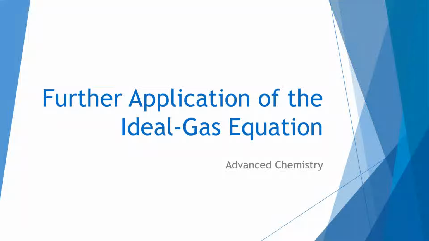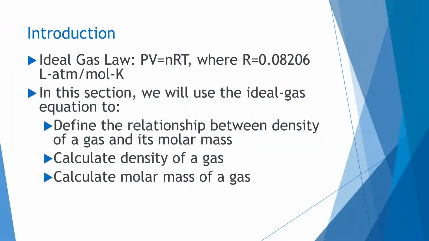Class, today we're going to continue on and look at the ideal gas equation and other ways that we can use that equation to solve for other things. As an introduction, let's remind ourselves that the ideal gas law is PV equals nRT, where R is equal to 0.08206. In this section, we're going to learn how to define the relationship between density of a gas and its molar mass, calculate density, and then calculate molar mass of a gas.